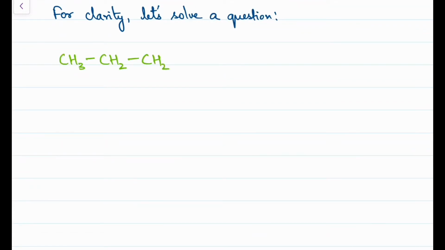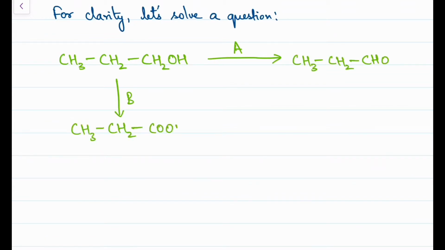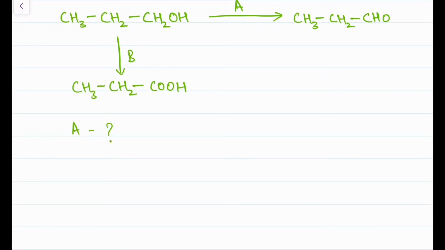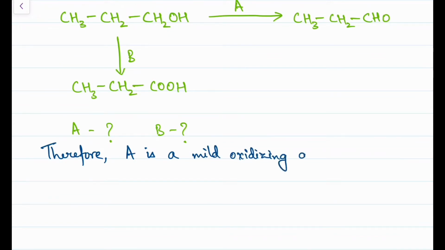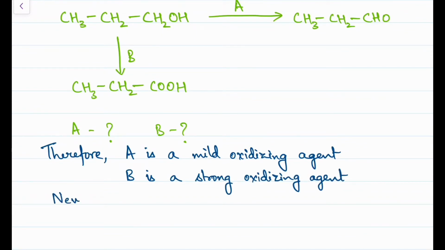So now for clarity, let's solve a question so we understand this concept better. We'll take a molecule CH3CH2CH2OH. In the presence of A, it is forming CH3CH2CHO, and in the presence of B, it is forming CH3CH2COOH. So it's very simple now. You can easily answer this question after what we've studied above. A is a mild oxidizing agent and B is a strong oxidizing agent because B oxidizes the primary alcohol all the way to an acid. It does not stop at the aldehyde.